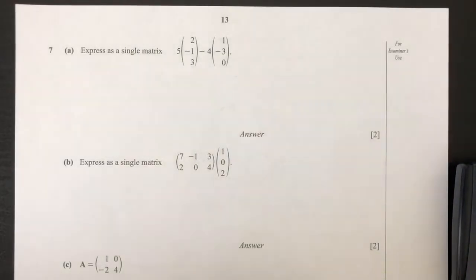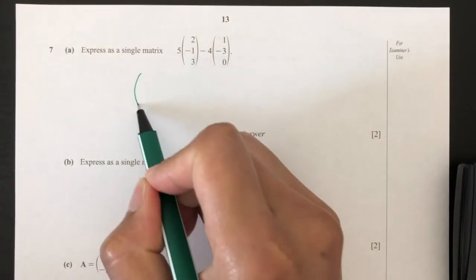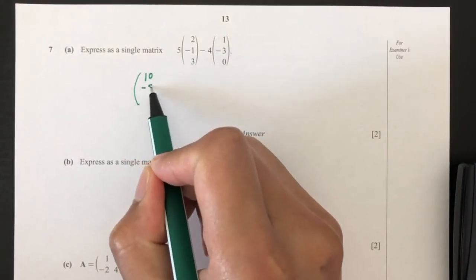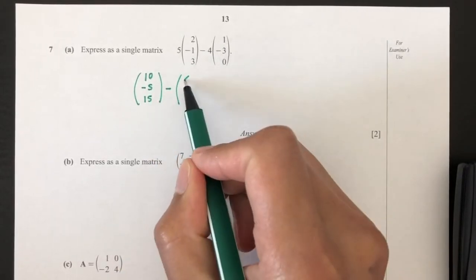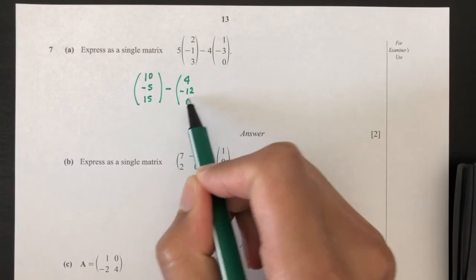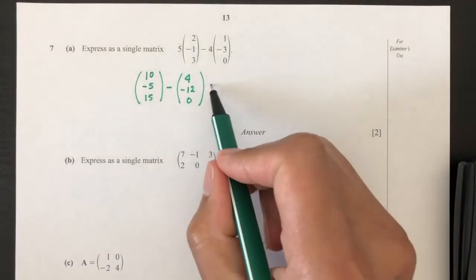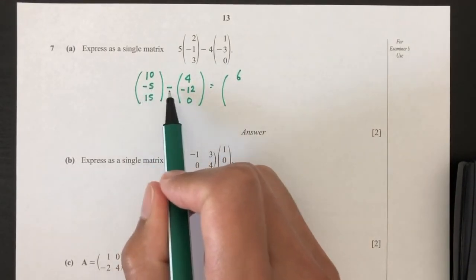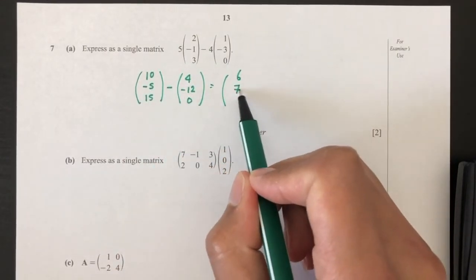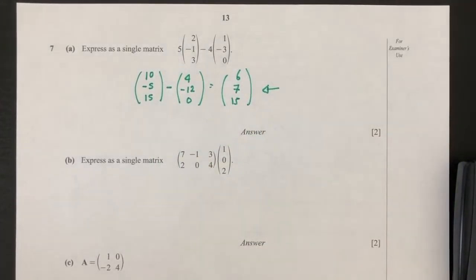Now question number 7, express as a single matrix. So one by one, take the 5 inside, you will have 5 times 2 is 10. That will be minus 5, and that will be 15. Minus 4 times 1 is 4, minus 12, and that will be 0. So now simplify. Let's see what we have. So 10 minus 4 is 6, minus 5 minus 12, so that will be 7, and that will be 15. So this will be your answer for part 1.